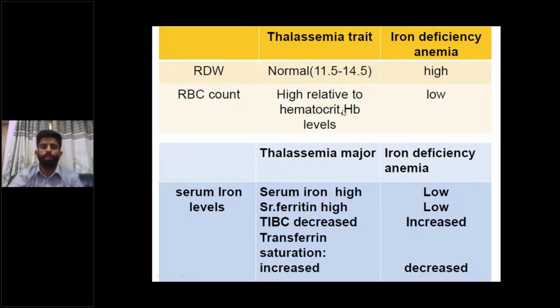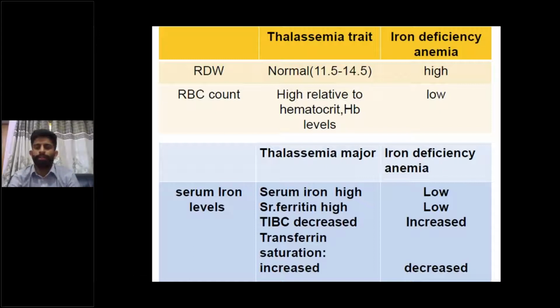You look at this table here. There's a small comparison between thalassemia trait and iron deficiency anemia. The red cell distribution width is normal, 11.5 to 14.5, in thalassemia trait. In iron deficiency, it's high. Remember, the RBC count is low in thalassemia trait, but it is high relative to the hematocrit and HB levels, whereas in iron deficiency anemia, it is low. So the RBC count is still low when you measure it in thalassemia trait in the presence of anemia.